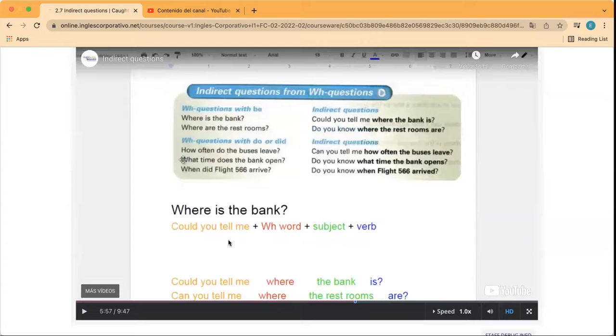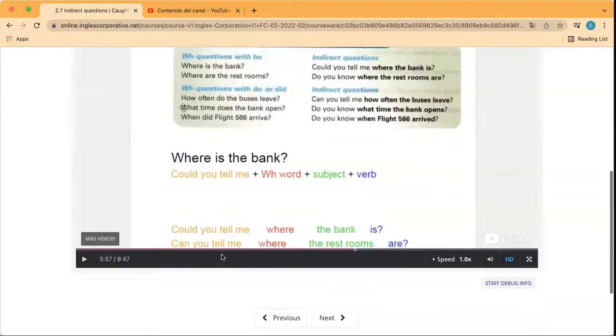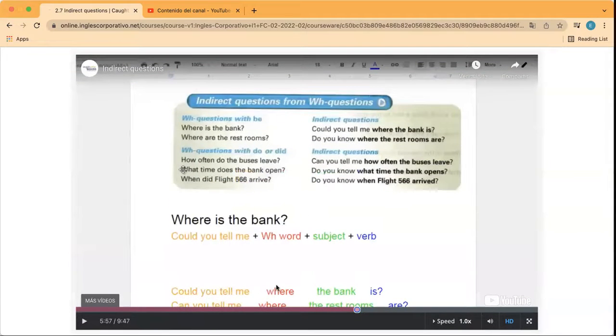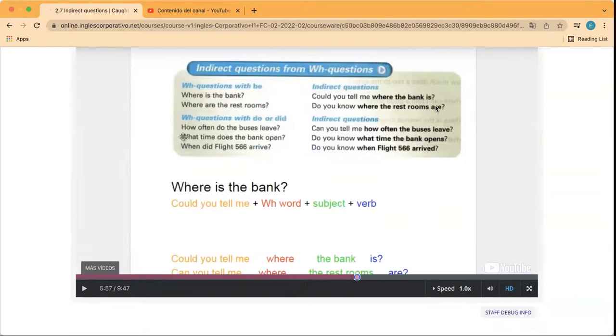So what is the purpose? It is like this. You put the expression: could you tell me? Do you know? Can you tell me? This is the first. Look, here are the expressions. Then the WH word: what, where, when, and then the subject: the bank, the store, the classes, and then the last, the verb. If it is verb to be. If it is do or does, no, only the action.